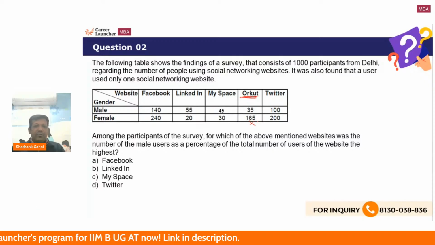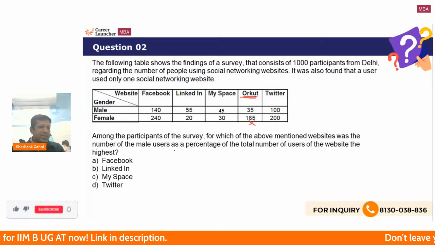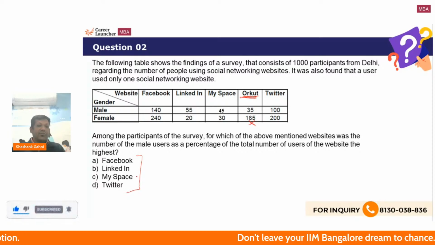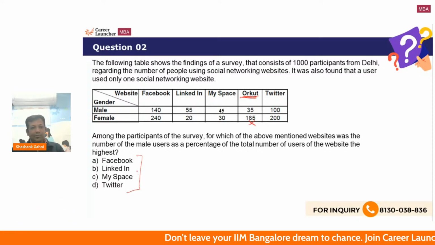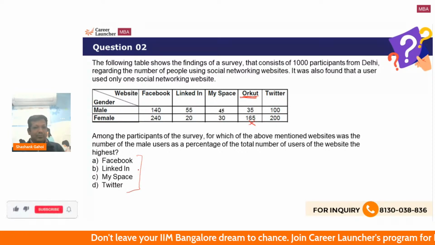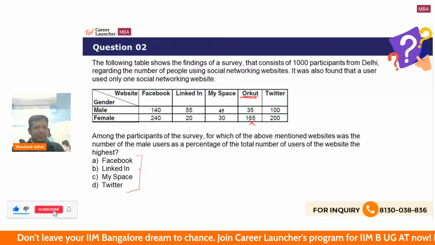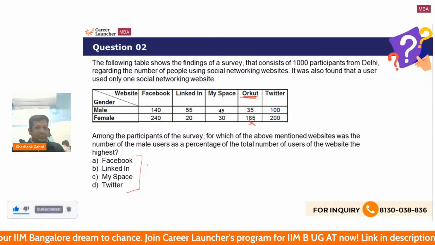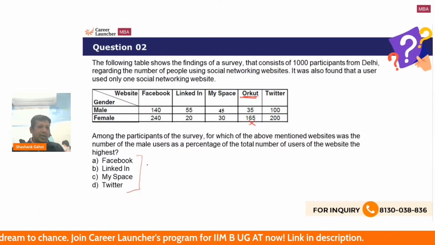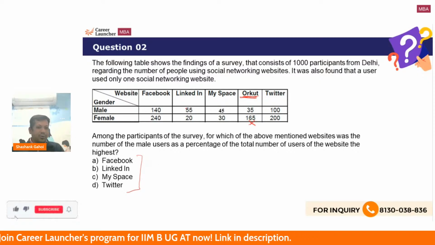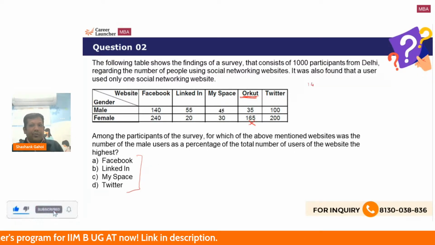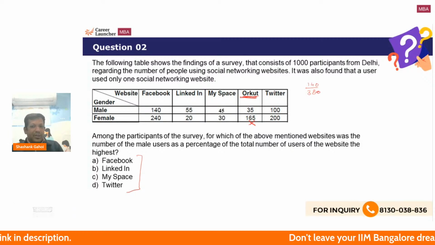1, 2, 3, 4, 5. So I'm not even going to look at this because that's not there in the options. And I'm looking for the highest percentage of male. How am I going to calculate? Are we actually going to calculate male upon total? Are we actually going to do it for Facebook? It is going to be 140 divided by 380 or something like this.